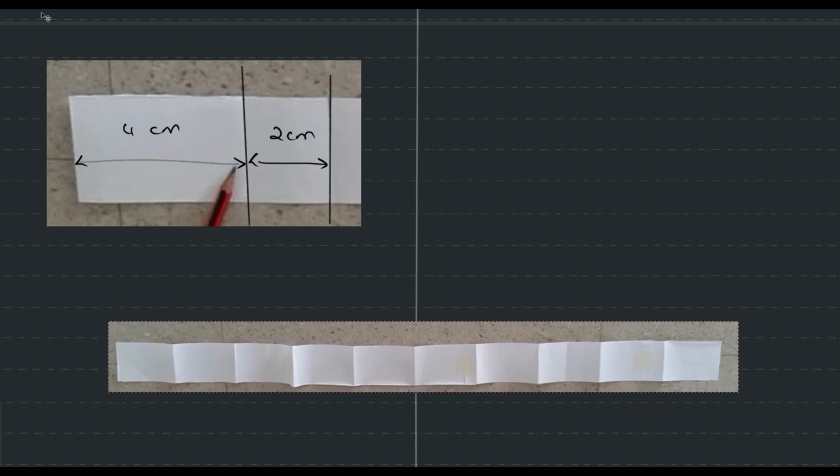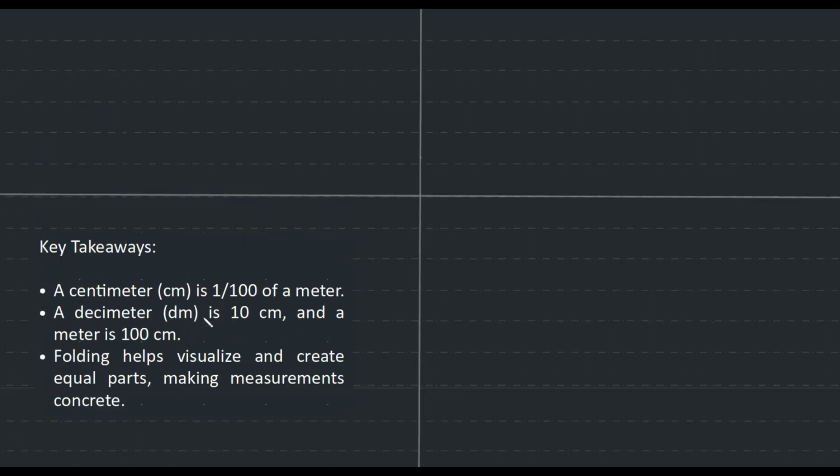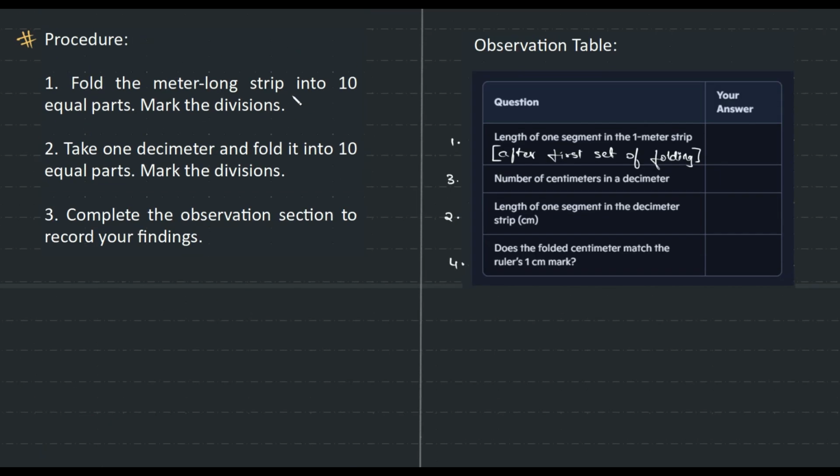A meter length paper, I have divided into approximately 10 equal parts. 1, 2, 3, 4. Then 1, 2, 3, 4. And 1, 2. So 4 plus 4 is 8, 9, 10. You can see that there are 10 equal parts. And now we have a decimeter. Each of these is a decimeter. So that completes our first step: fold the meter long strip into 10 equal parts.